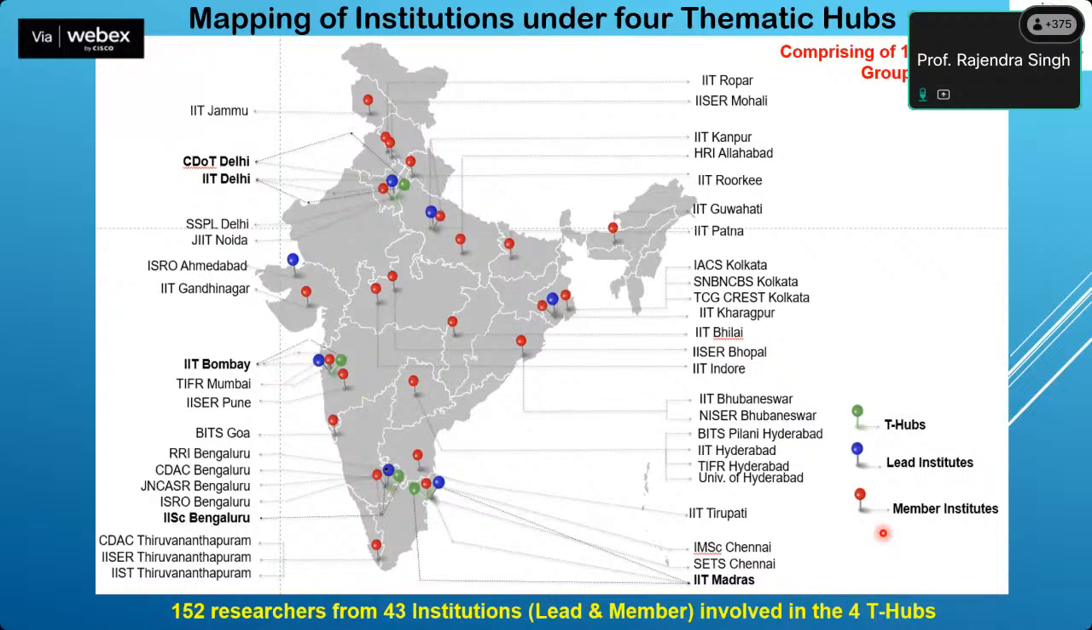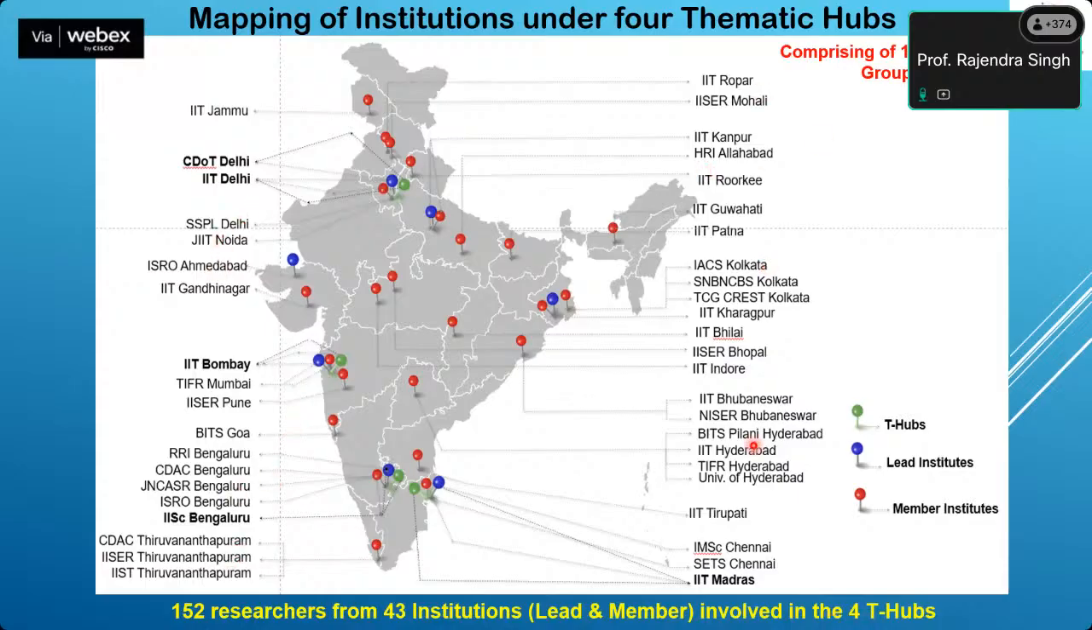If you see, overall, this is the mapping of institutions under four thematic hubs. There are four hubs, but then there are 14 technology groups or technical groups. In each of these technical groups, there are many institutions. There could be 5 institutions, there could be 6 or even more. So overall, there are about 152 researchers, primarily the faculty from 43 institutions, which are involved as a lead or member. Lead is the leader of the technology group, and member is a kind of spoke coming from a spoke institution involved in the four technology hubs.